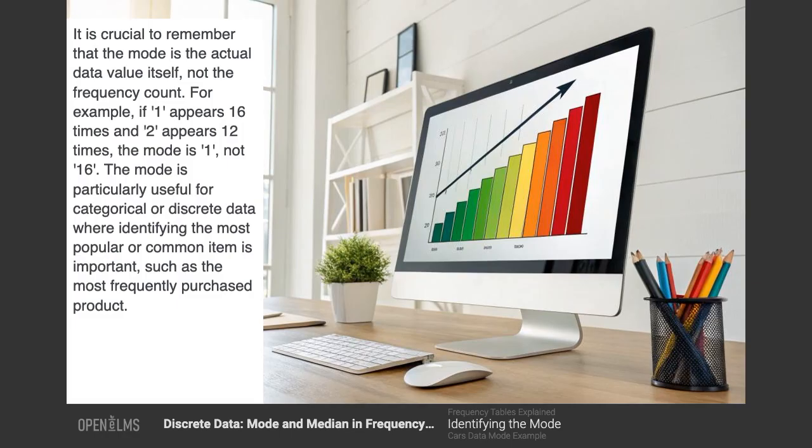It is crucial to remember that the mode is the actual data value itself, not the frequency count. For example, if 1 appears 16 times and 2 appears 12 times, the mode is 1, not 16. The mode is particularly useful for categorical or discrete data, where identifying the most popular or common item is important, such as the most frequently purchased product.